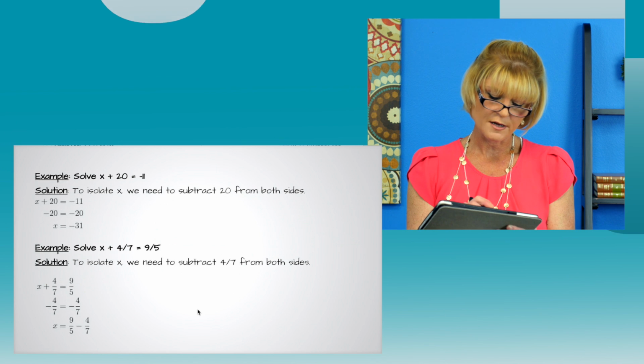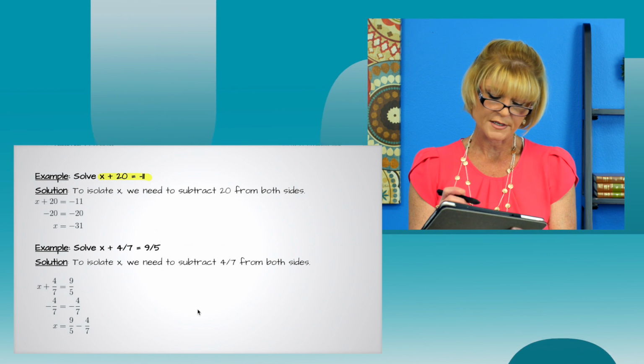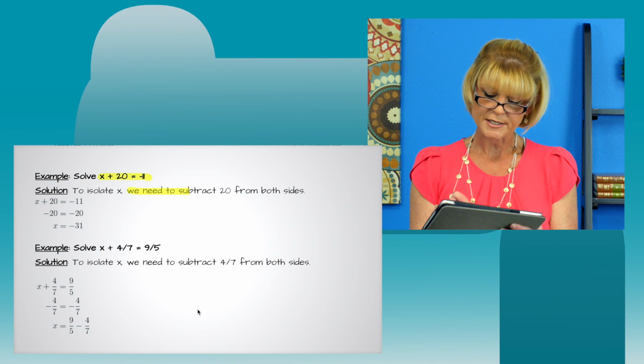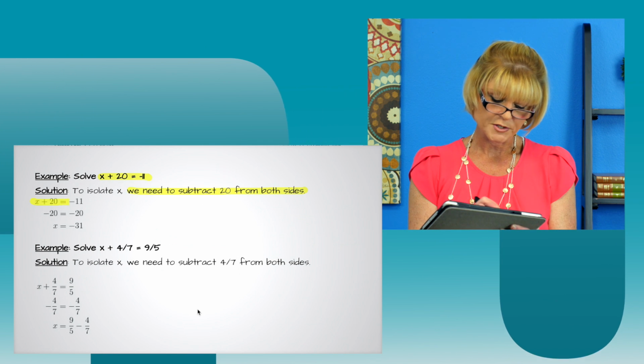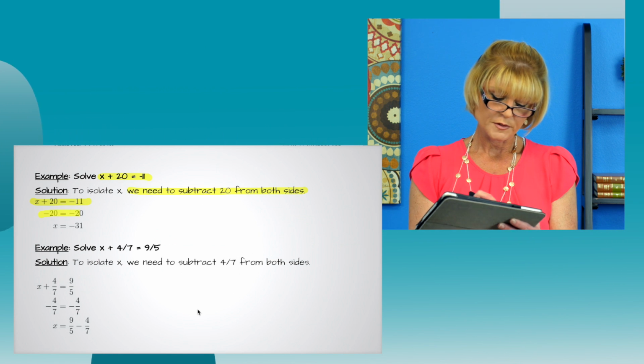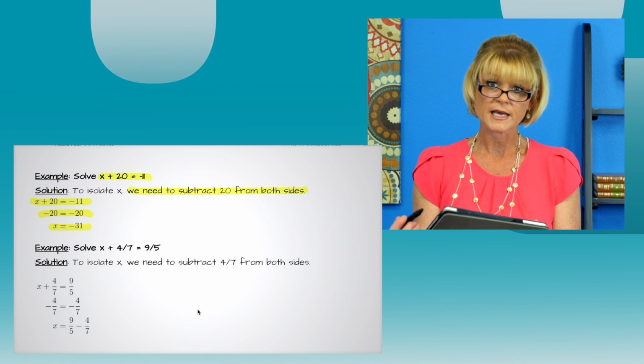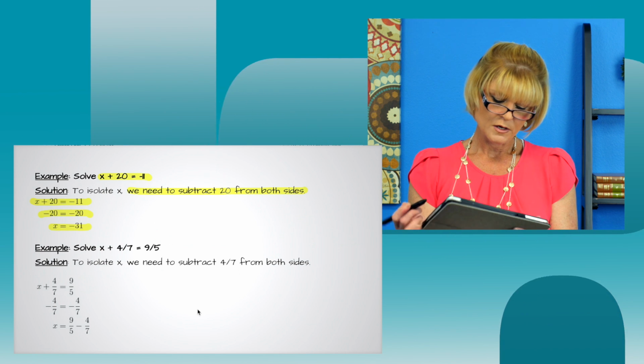Another example, solve x plus 20 equals negative 11. To isolate the x, we need to subtract 20 from both sides. x plus 20 equals negative 11. Subtract 20 from both sides, and we get x equals negative 31.